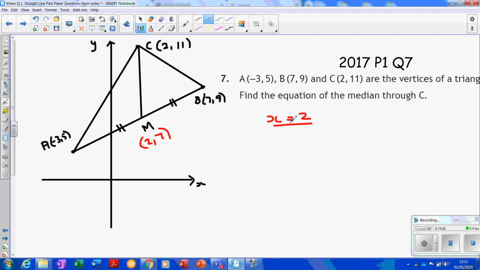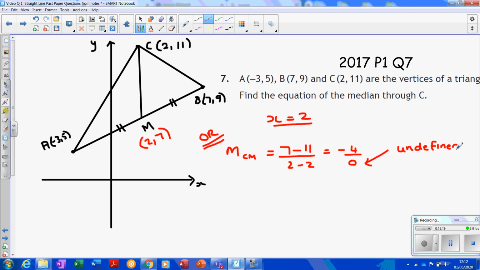Now, if you don't spot that, the first thing you'll do is work out the gradient of CM. Gradient of CM is y2 minus y1 divided by x2 minus x1. So it's 7 minus 11 divided by 2 minus 2. So 7 minus 11 is minus 4, divided by 0. As soon as you see that, you cannot divide by 0, so the gradient is undefined.